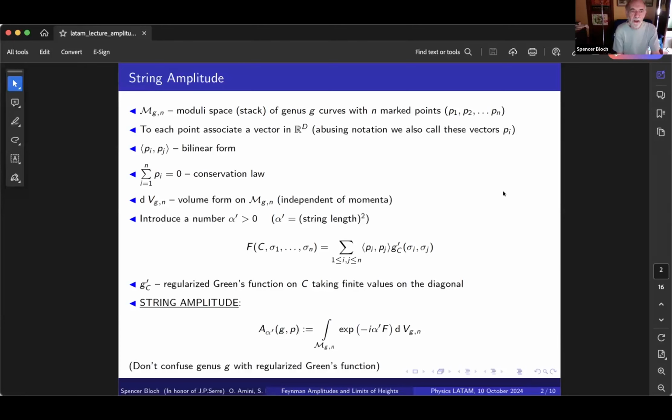I won't be any more specific. In fact, the reference that I'm using for this is itself not very specific about what they mean by a regularized Green's function. But the string amplitude now is, and I don't know anything about string theory, it's the gadget that plays a role. So let me at least vaguely say what these things are.